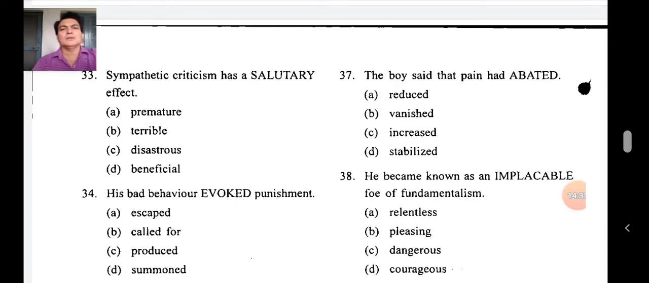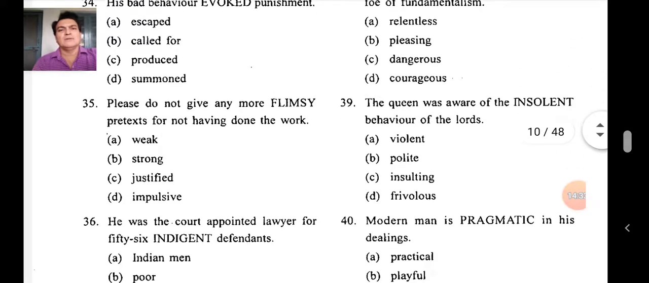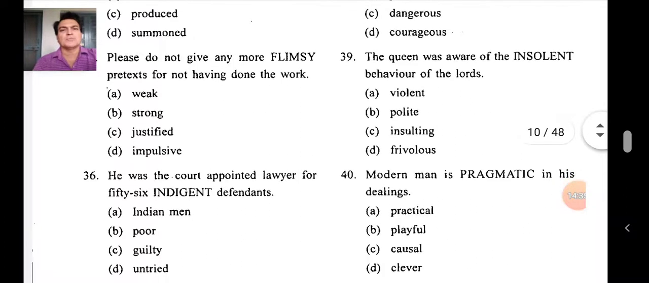Let's go to question number 35, and we'll take up 35 and 36. Please do not give any more flimsy pretext for not having done this work. So don't give any trivial pretext. Don't give excuses, flimsy pretexts or flimsy excuses, trivial excuses. Weak, strong, justified, impulsive. So your flimsy pretext. Naturally the answer will be A, weak. Not strong enough.